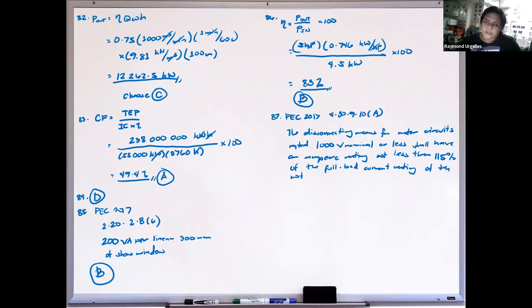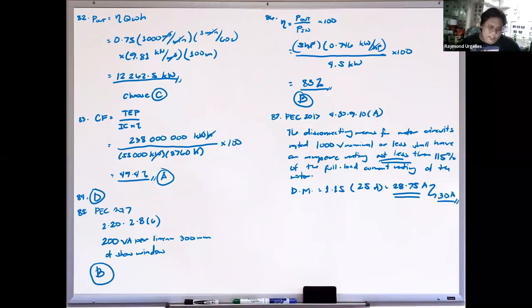So guys, the disconnecting means for this problem should be 115%. Again, the full load current is given as 25 amperes. Don't forget this: for disconnecting means, it is only 115%, and this is not less than. So that means 28.75 amperes or more. So we will use 30 amperes, because this is the closest choice that is higher than 28.75. So this is letter D.